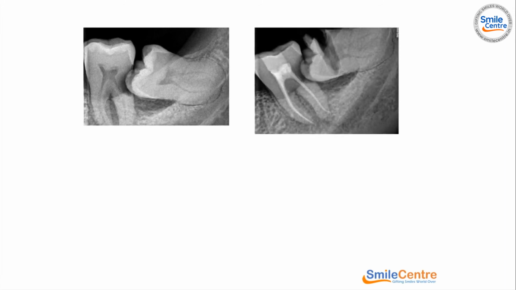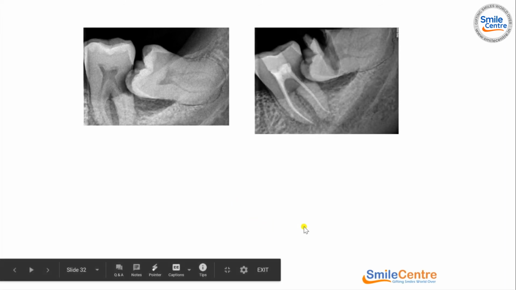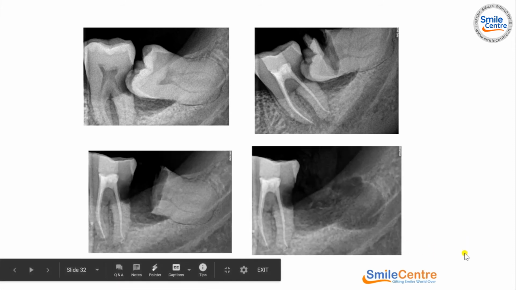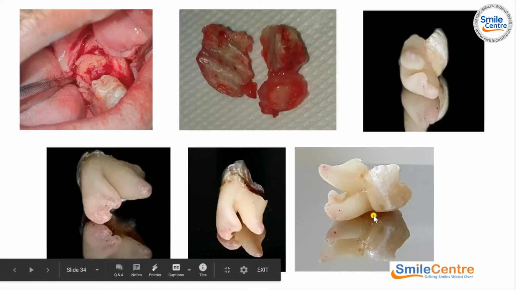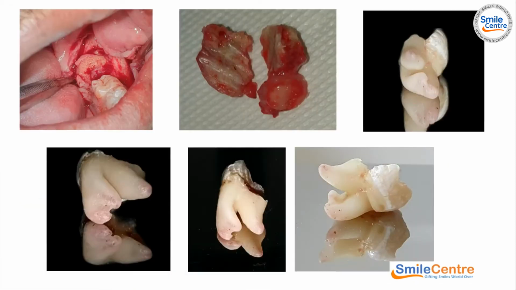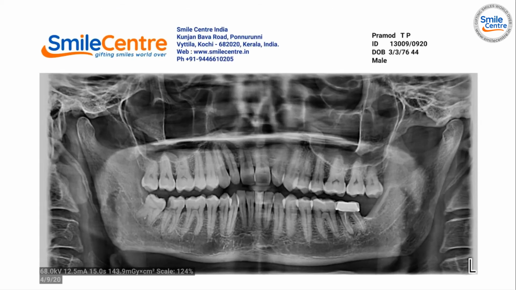This is the X-ray of a wisdom tooth being sectioned out, pre-operative and intraoperative X-ray. And this is the post-operative, after removal of the wisdom tooth. That's the post-operative. And these are very complex cases of surgical removal of wisdom teeth.